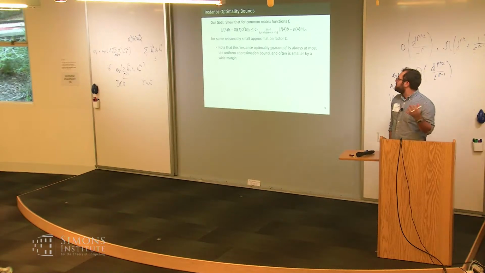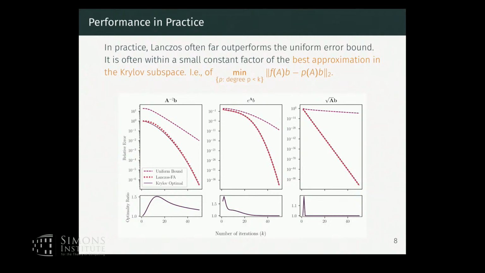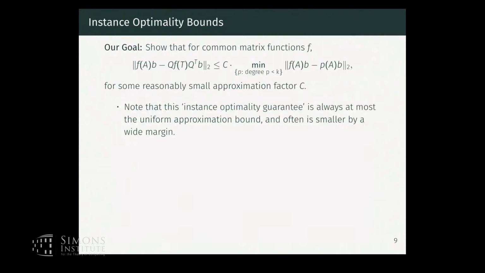So what do we want to show? We want to prove instance optimality bounds. We want to show that for common matrix functions F, we have a bound which is basically that the output of Lanczos is within some approximation factor C of the best possible output, which means the best degree K polynomial for approximating our function when applied to B. So here we're taking into account A and B, not just the spectral range of A. Another way to think about this is the same as this dotted line here. This is basically the error you get from exactly computing the matrix function and projecting it to your Krylov subspace, which is inefficient. Okay.